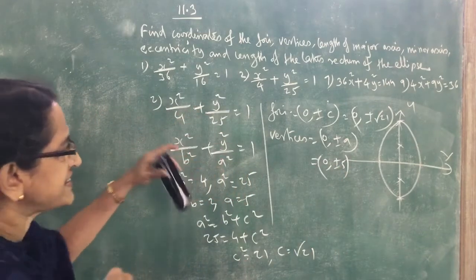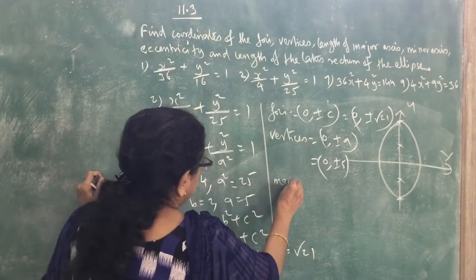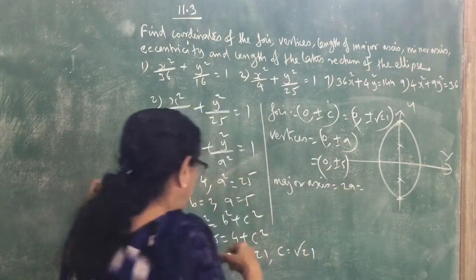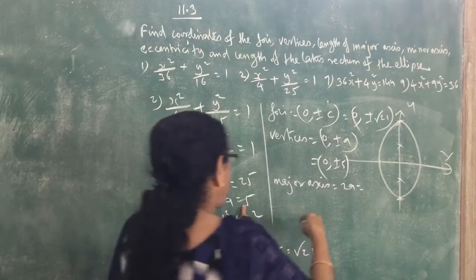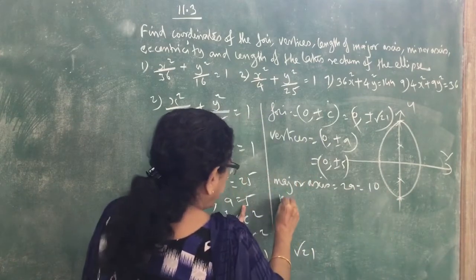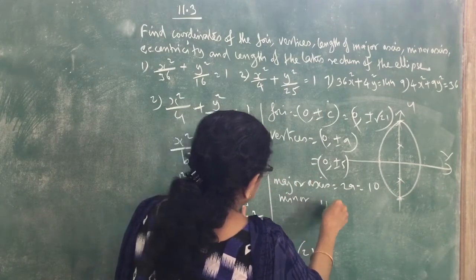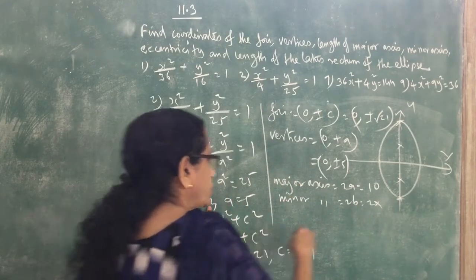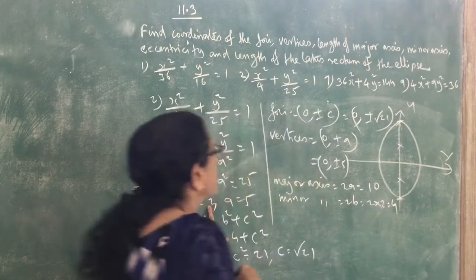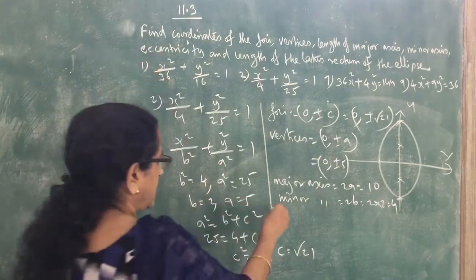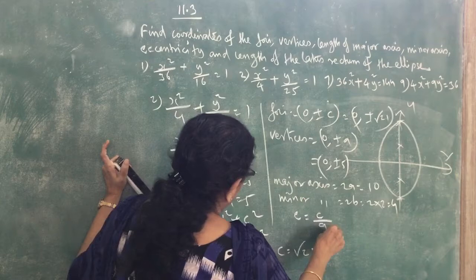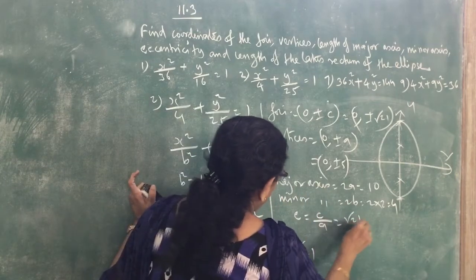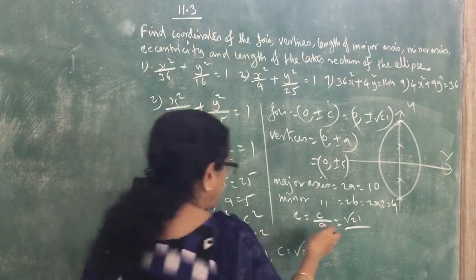Then the length of the major axis equal to 2a, that is 2 into 5, that is 10. Then the minor axis, 2b, that is 2 into 2, that is equal to 4. Then eccentricity, e equal to c by a. What is c? c equal to root of 21. So root 21 by 5.